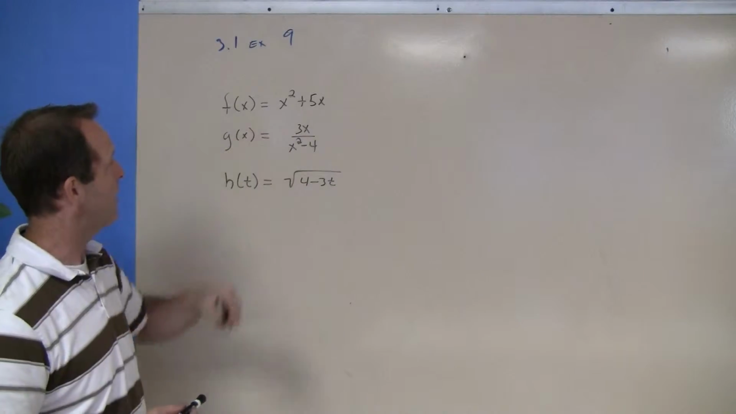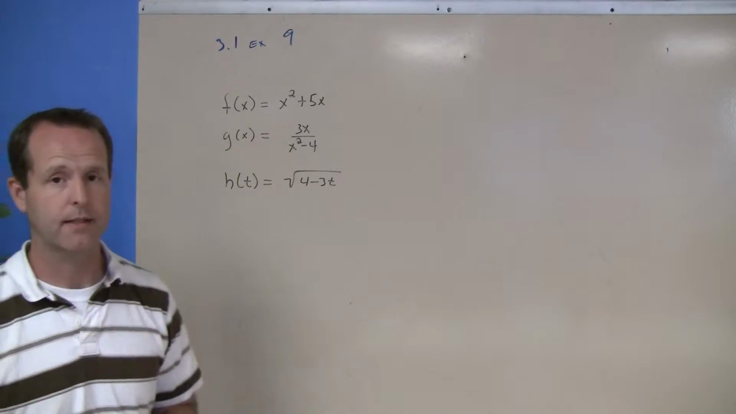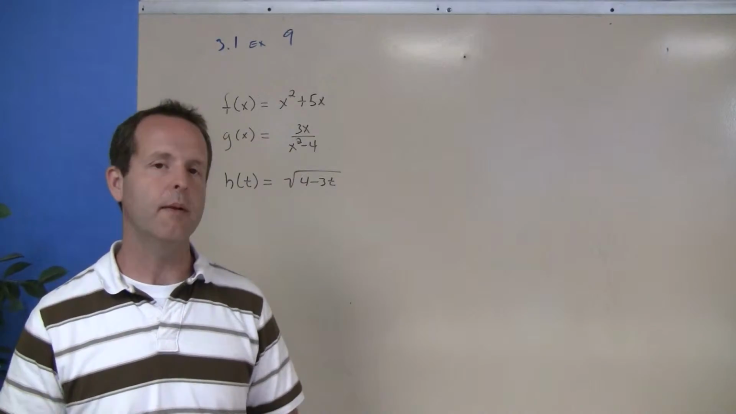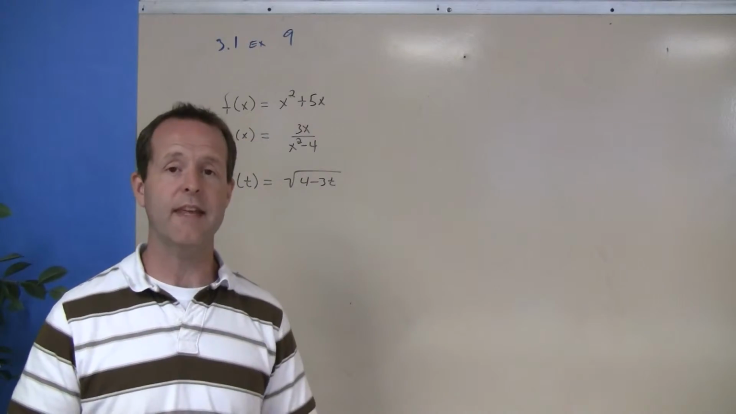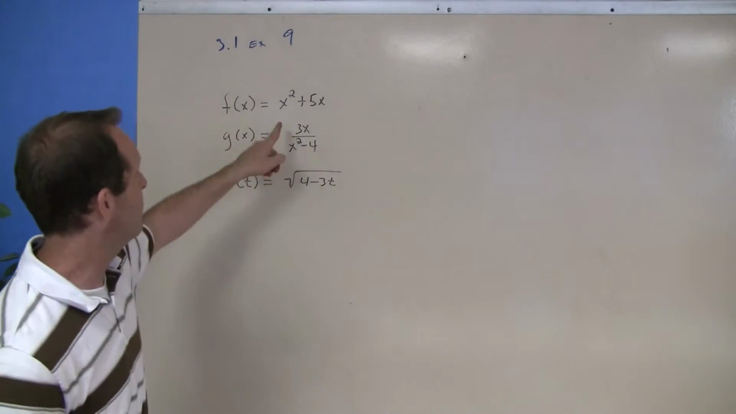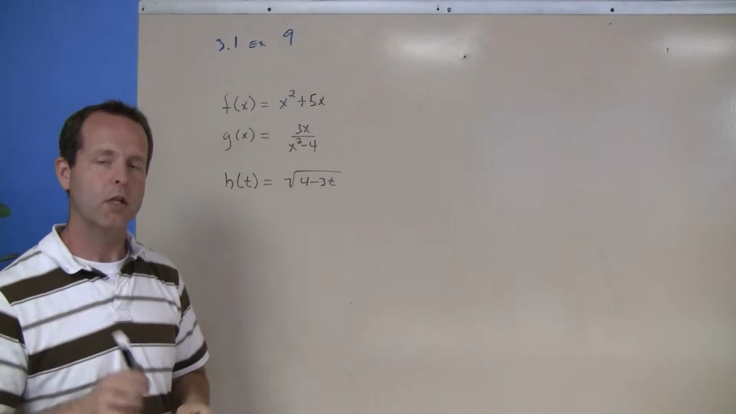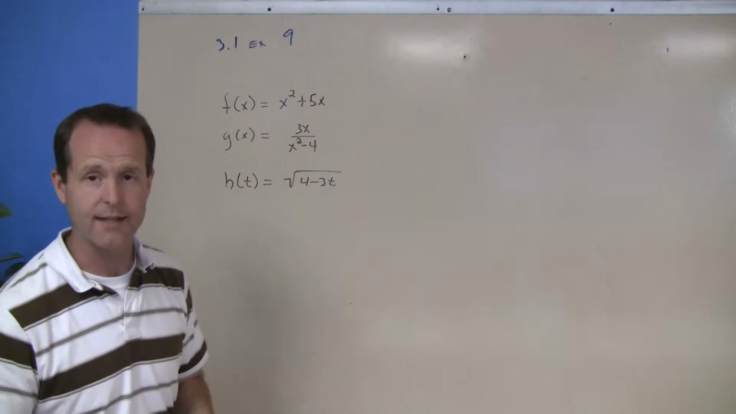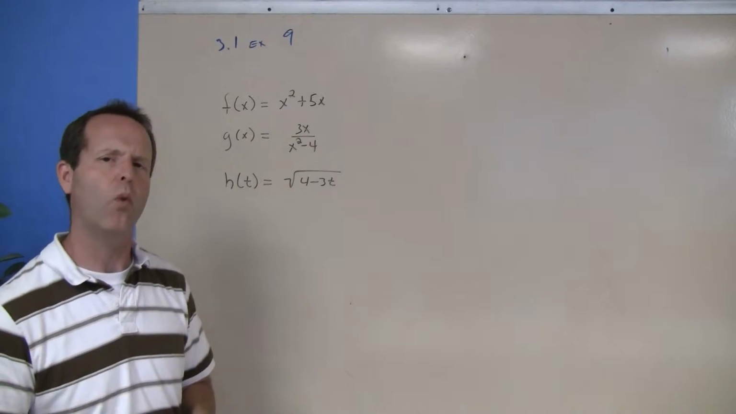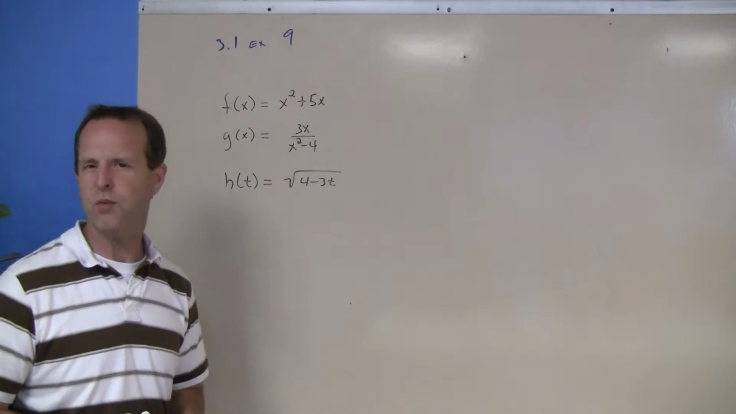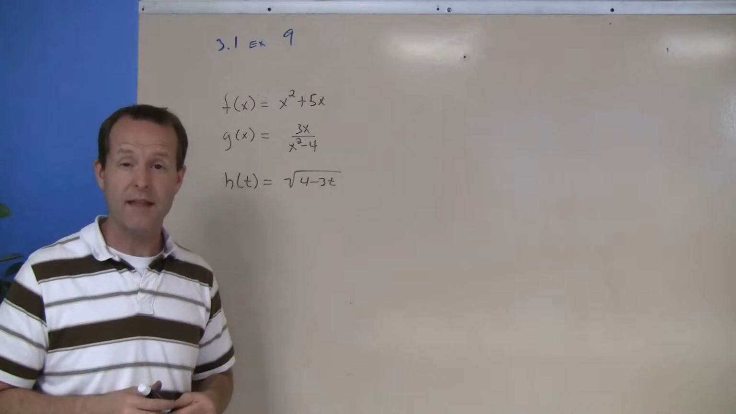The first example, f of x equals x squared plus 5x. Well, there doesn't appear to be any restrictions on this. I can think of any value I can put in for an x, and there's not going to be any problems. So let me contrast that with the second example to help you understand where there would be a problem. If the first one doesn't have one, show me one that does.